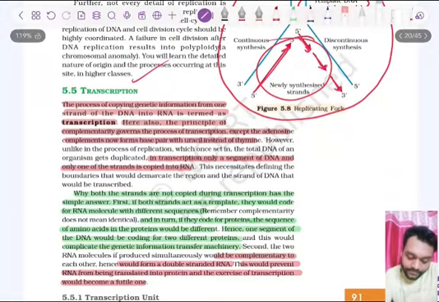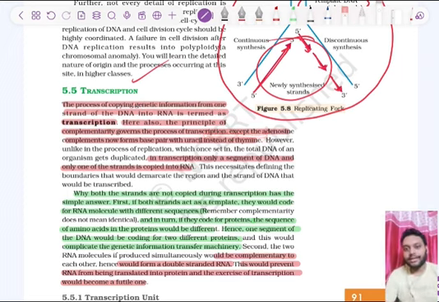as transcription. The principle of complementarity governs the process of transcription, except that adenosine forms a base pair with uracil, because in RNA we know there is no thymine and uracil is present in place of the thymine.